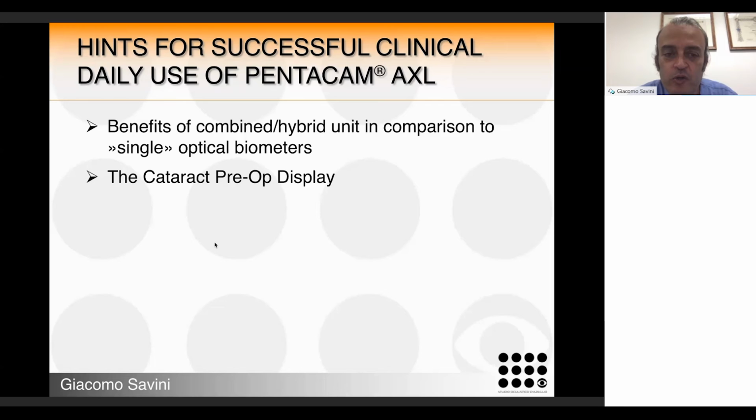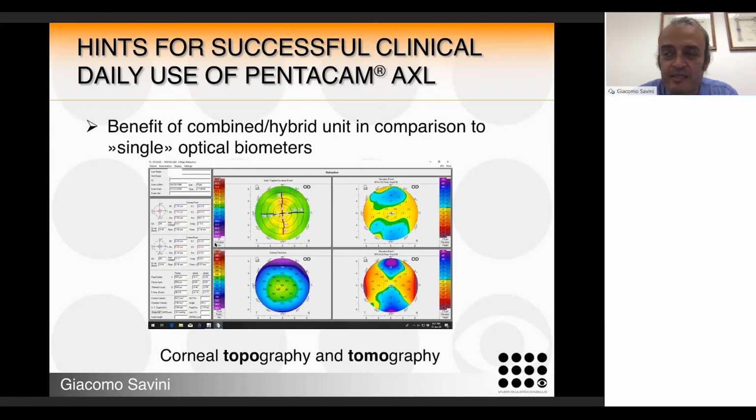I wanted to show you the benefits of having a combined hybrid unit in comparison to single optical biometers that just give you K1 and K2 and ACD and axial length, and give a few words about the cataract pre-op display of the Pentacam. This is something obvious, just a few seconds to say that having corneal topography and corneal tomography on the same machine that measures the axial length provides you a million advantages with respect to K1 and K2.